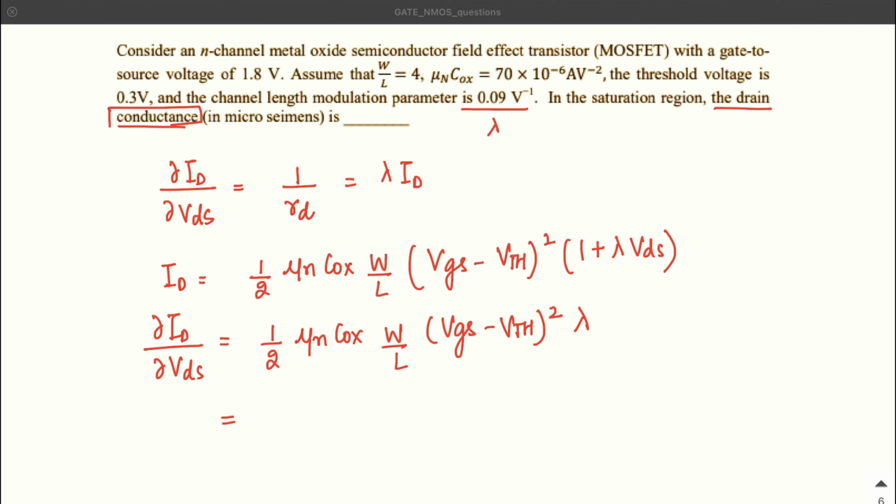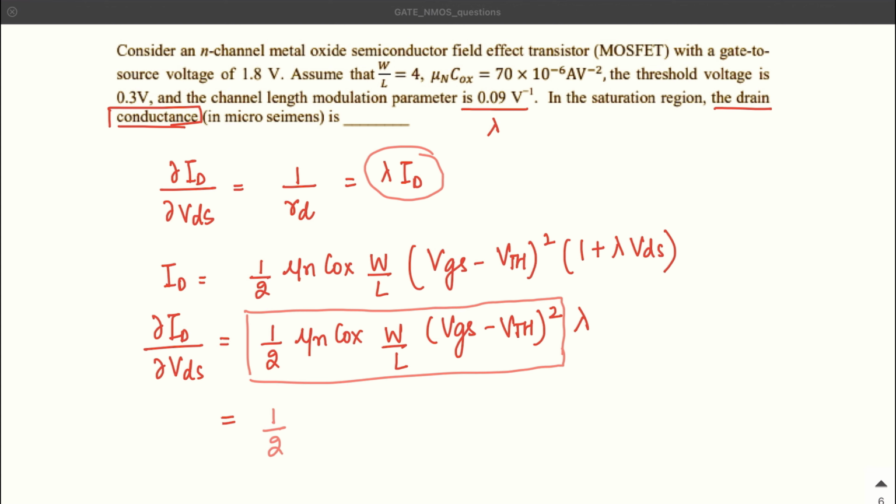And if you just look at it, this part of your equation is actually the drain current when you don't consider the channel length modulation. So this is what I was saying, that they are asking you lambda times of ID. So now we just need to substitute the values. Mu n Cox is given to us as 70 into 10 to the power minus 6. W by L is given as 4. VGS is given as 1.8. The threshold voltage is 0.3 and lambda is 0.09. So all the values are given.